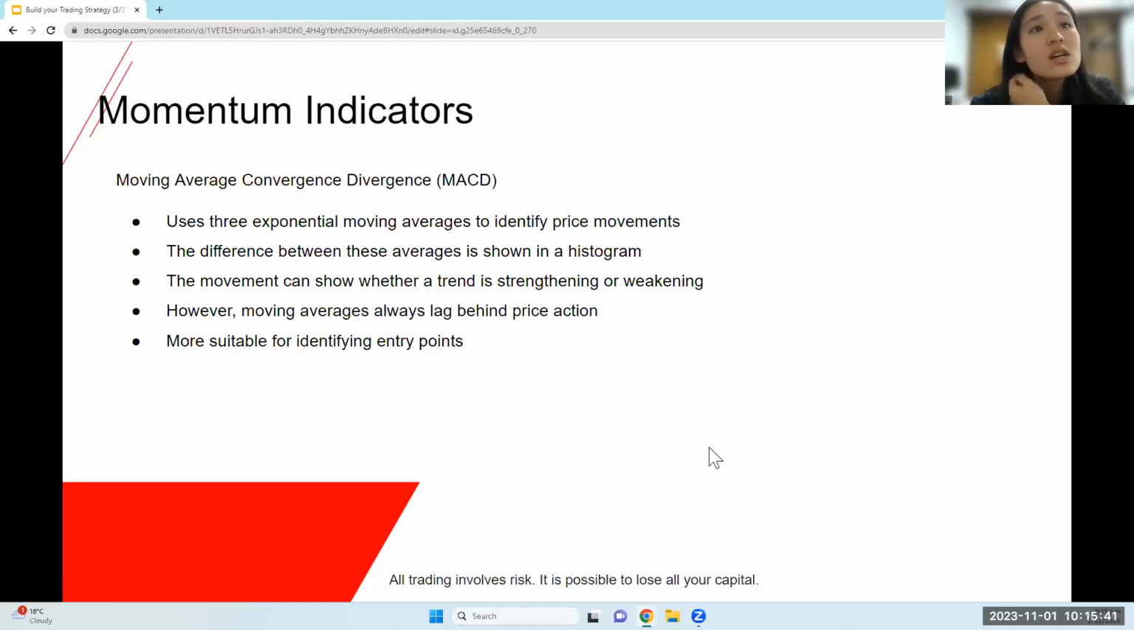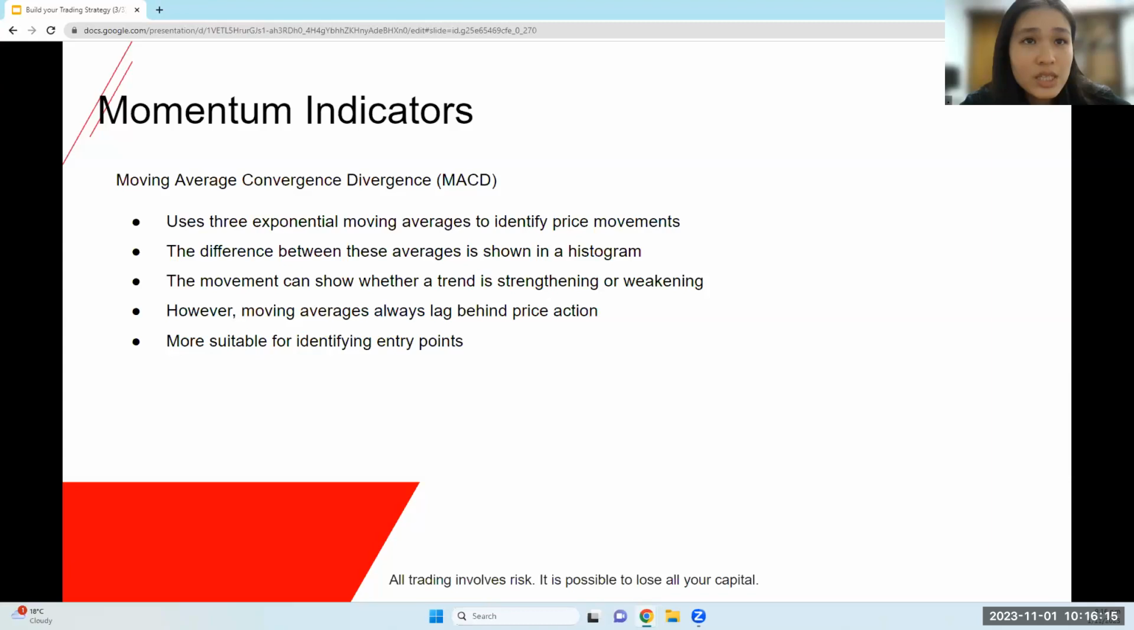Okay, so here, let's go through a couple of momentum indicators. So firstly, we have the MACD, and the MACD stands for Moving Average Convergence Divergence. The MACD line is calculated by subtracting the 26-period exponential moving average, or EMA, from the 12-period EMA. The signal line is a 9-period EMA of the MACD line. So basically it uses 3 exponential moving averages to identify price movements.